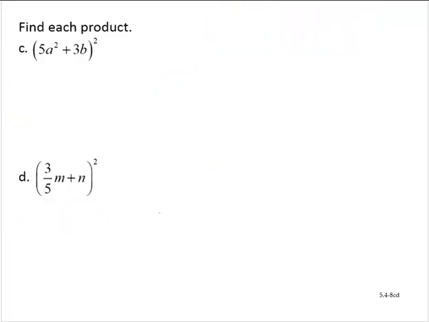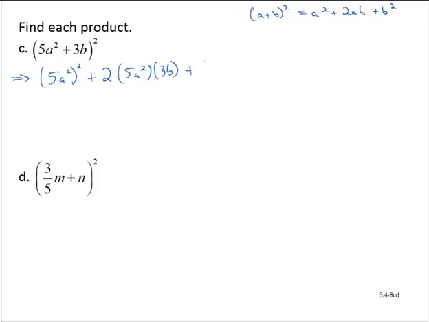Exercise C, we have (5a squared + 3b), that whole quantity is being squared. Well, again, in general, if we have (a + b) squared, that's a squared plus 2ab plus b squared. So the only difference is now our first is that whole 5a squared. So we would square that whole thing, plus twice the product of the two terms, and we would square the second term.